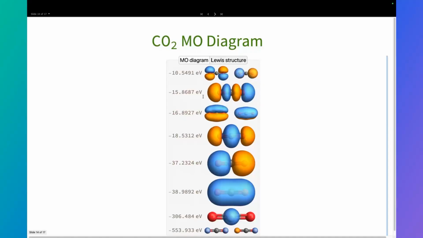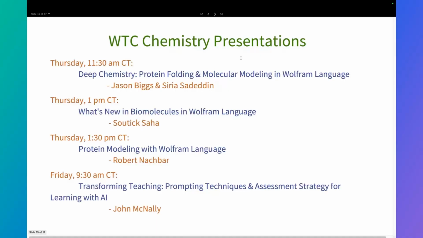And this is really going to open up a lot of chemistry because the shapes of these orbitals and their energies dictate reaction possibilities. So without further ado, there are other talks from the chemistry group. Jason and Sarah talked earlier. I'm talking now, and then later we have Sutik at 1, Bob at 1:30, and then John will be talking tomorrow. John is from the Academic Integration Support Services, and he's been on the road with me talking about how to do prompting for both chemistry and physics. So please check these out.